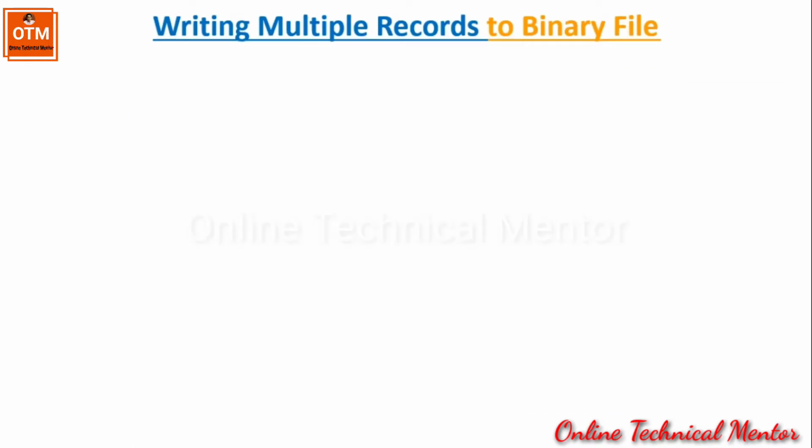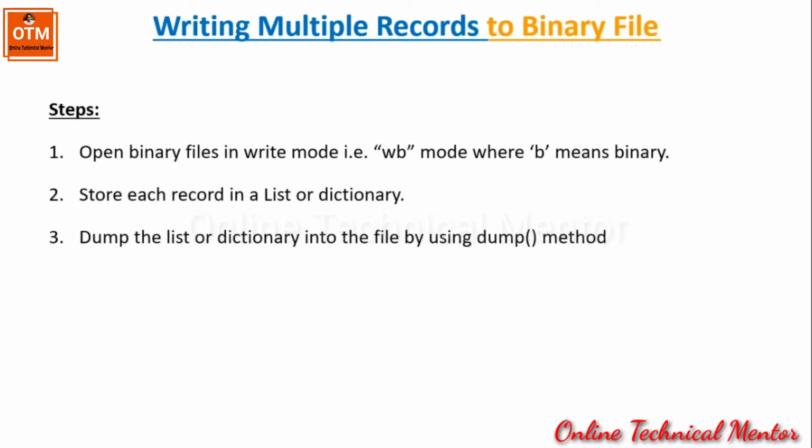Next, let me show you how to write multiple records to a binary file. So here are some steps to follow. In step 1, open the binary file in write mode, that is wb mode, where b means binary. Store each record in a list or dictionary. Dump the list or dictionary into the file by using the dump method. Repeat the process n times for entering n records. Let's write a program on this.